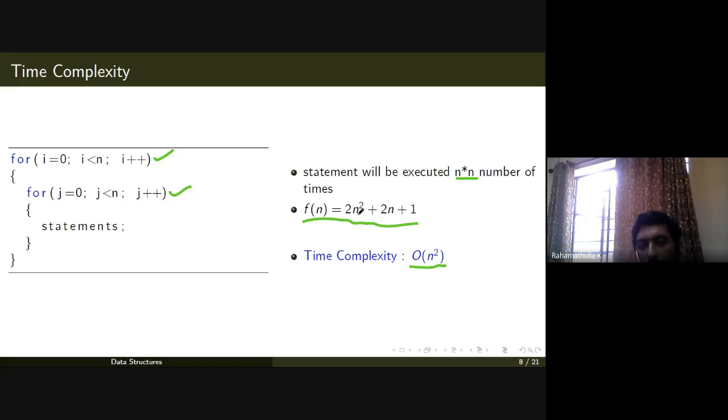In the same way, if it is 10n square plus 10n plus something, then also the time complexity is the same. We don't consider the other terms, for example 10n square plus 10,000 n plus 100. Then also the time complexity is order of n square. So we construct this polynomial, and based on that polynomial, we take the degree of the polynomial and that is used as the time complexity. The time complexity of these two nested for loops is order of n square.